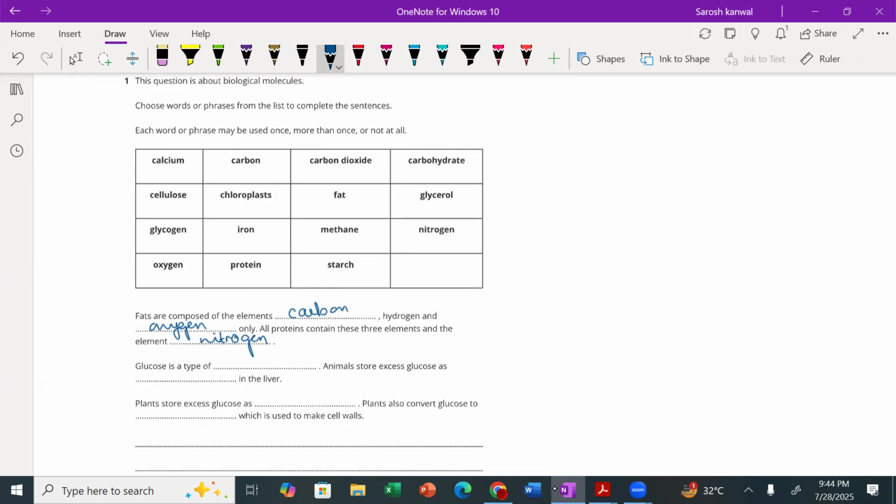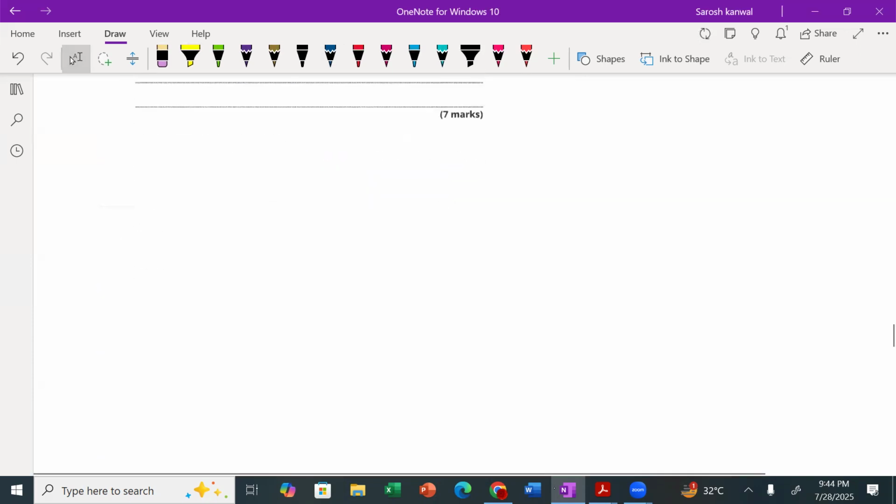Glucose is a type of carbohydrate. Good. Animals store excess glucose as glycogen. Very good. Plants store excess glucose as starch. Good. And plants also convert glucose to cellulose. Very good, Laiba. You're absolutely correct.